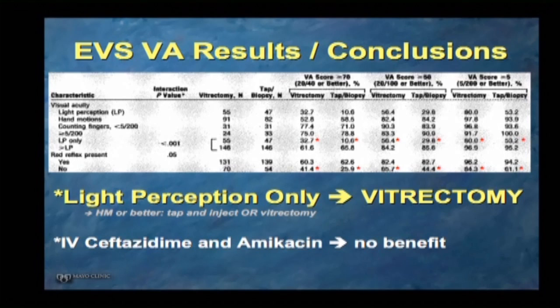So what did the EVS show? First and foremost, the primary conclusion is if you have worse than hand motions vision, you benefit from a vitrectomy. If you look at the patients who are light perception only, 32% ended up 20/40 or better if they had a vitrectomy, whereas only 10% if they had a tap and inject. If you go down the line for 20/100 or better or 5/200 or better, there's a significant advantage for the vitrectomy group. We also found out that ceftazidime and amikacin IV were not helpful.